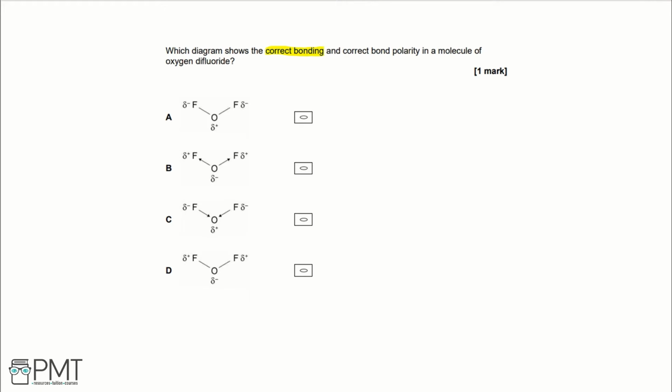It can very easily form a normal covalent bond with fluorine, where 1 electron is put into the bond from fluorine and 1 from oxygen. So we can eliminate B and C. Now we need to look at the bond polarity. So fluorine is a lot more electronegative than oxygen, which means it's going to have a delta negative charge, and oxygen is going to have a delta positive charge because it's more electropositive. And so we can eliminate D. So to get the mark for the question, you need to circle the box with A.